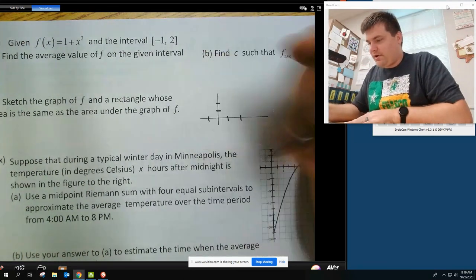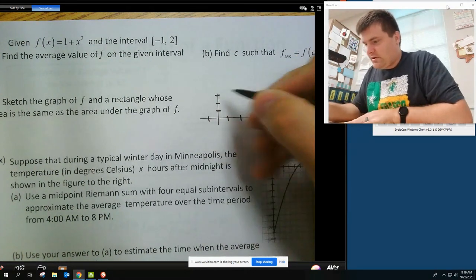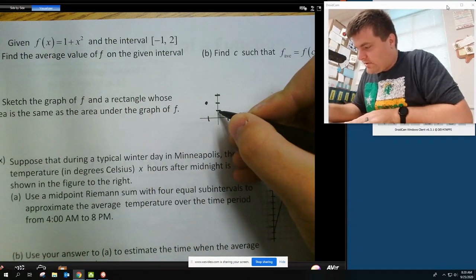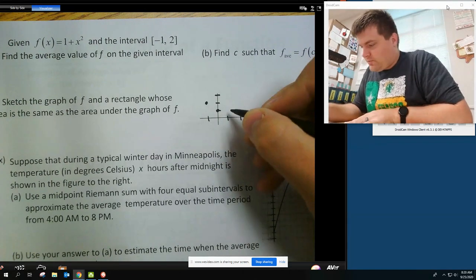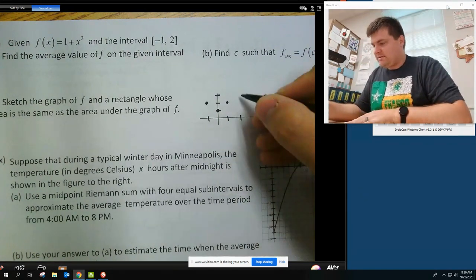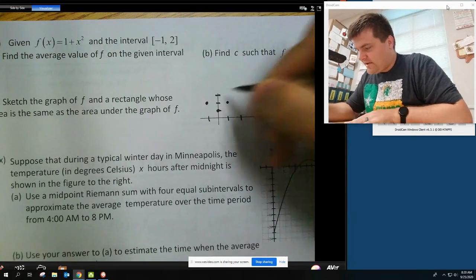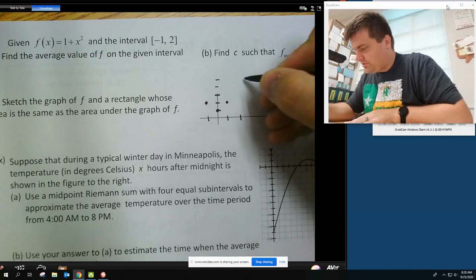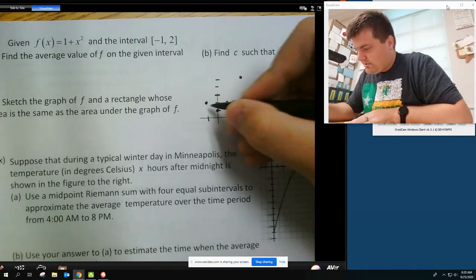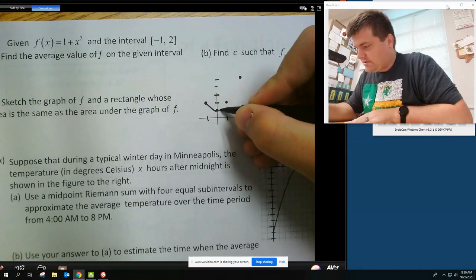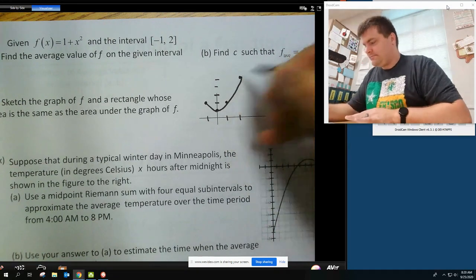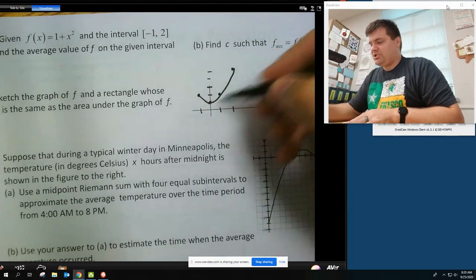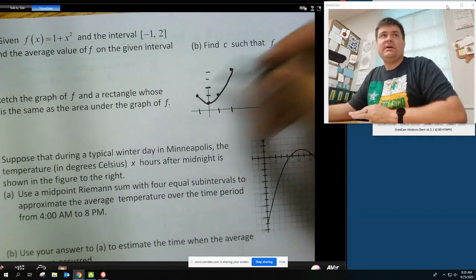At -1, we're going to get a height of 2. At 0, we get 1. At 1, we get 1. And then at 2, we get 5. So 1, 2, 3, 4, 5. I'm just going to throw it right up here. So this is my best drawing, whatever. We have to find the average height of this graph here.